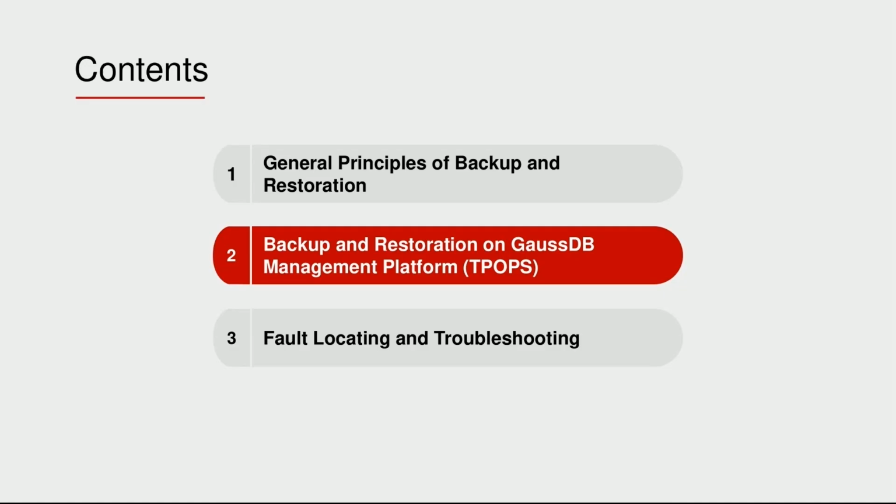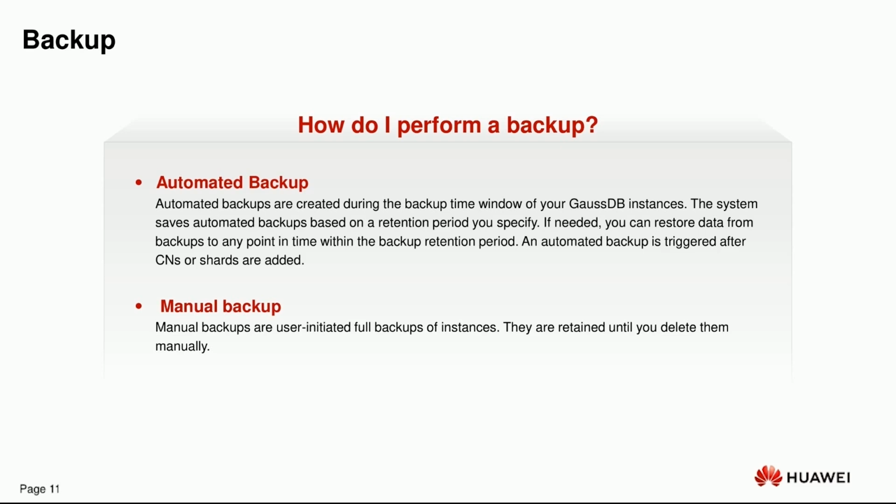Next, let's talk about how to back up and restore data on GaussDB management platform. First, let's talk about how to perform a backup. You can perform either an automated backup or a manual backup. Automated backups are created during the backup time window of your GaussDB instances. The system saves these backups based on a specified backup retention period. If necessary, you can restore data to any point in time during the backup retention period.